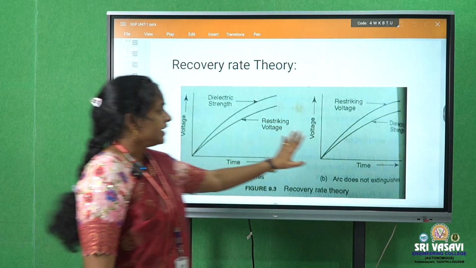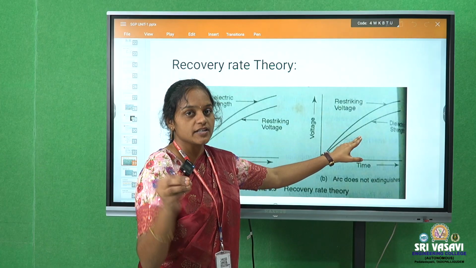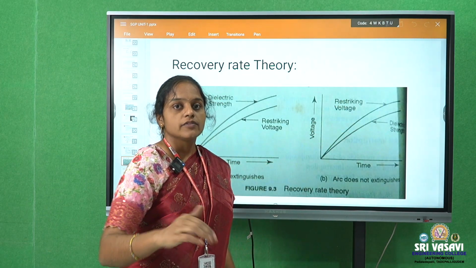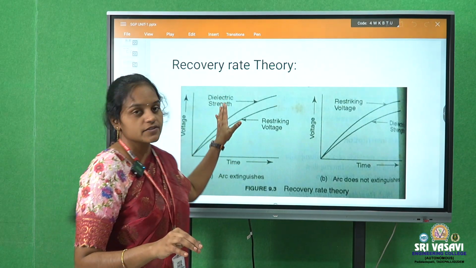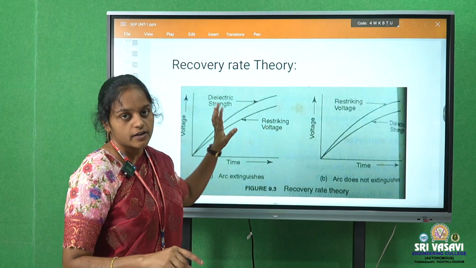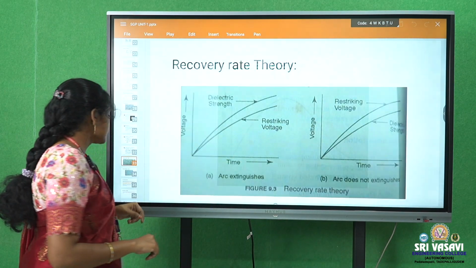If the rate of rise of dielectric strength of the material is less than the rate of rise of restriking voltage, then the arc will rise again. So we have to maintain the dielectric strength of the material higher than the restriking voltage. This is about recovery rate theory. Coming to energy balance theory.